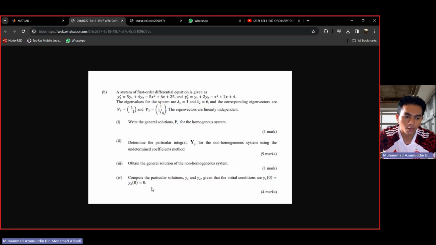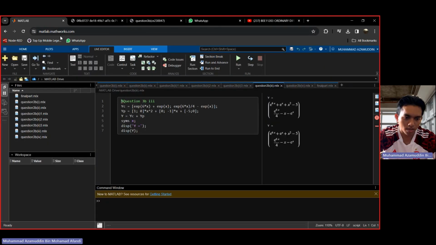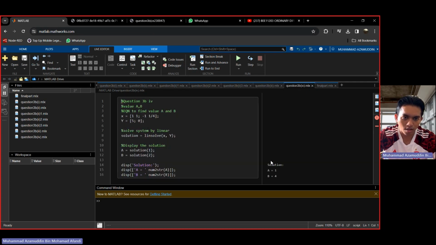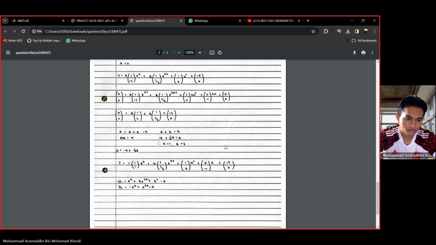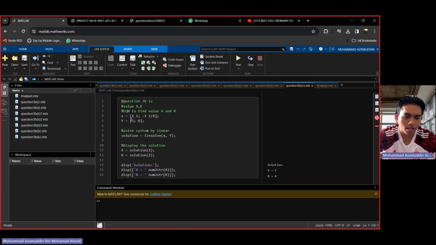For the question, compute the particular solution y1 and y2 given the initial conditions y1(0) and y2(0). We do this in MATLAB. A equal to 1 and B equal to 4. This is my manual calculation, and I got the same as the MATLAB answer. Firstly we need to put the values of x and y, and then use linear solve for x and y, and display the answer.